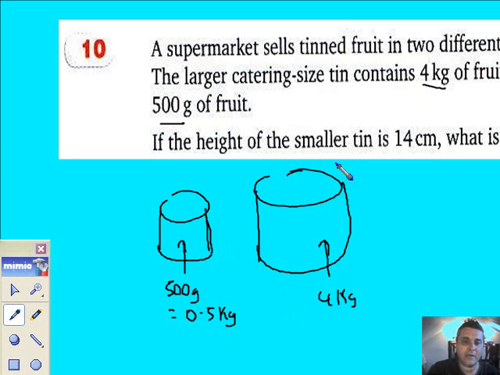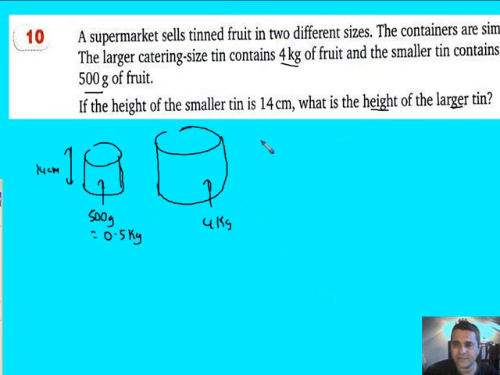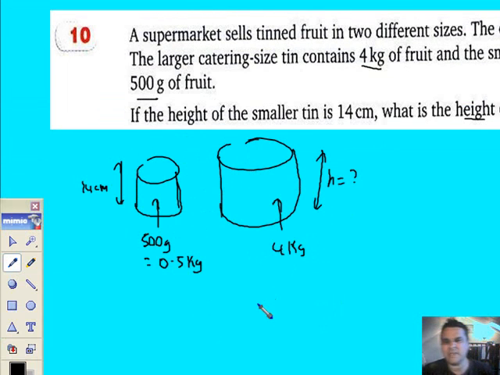Alright? Now the height of the smaller one, so that height there is 14 centimeters. And what is the height of the larger tin? Essentially, what is the height there? Alright, so that's me setting up the calculation. Let's just do a volume ratio now. Now this is unusual. We've not done one of these where we have to work backwards. So here's the volume ratio.